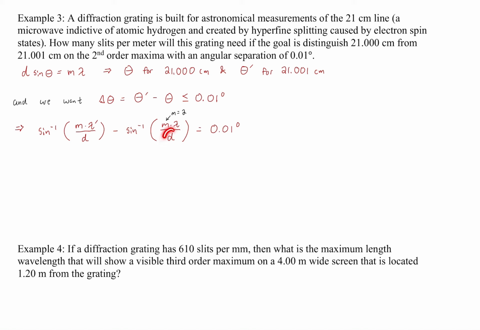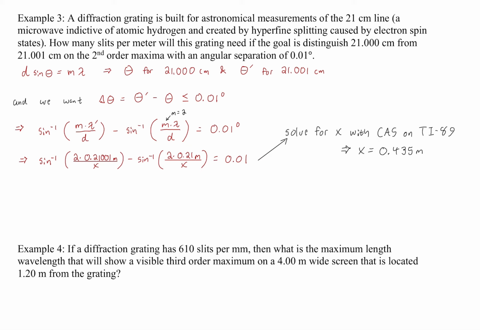So that means our only unknown is d. This is, again, a very difficult equation to solve, okay? So if you set it up like this, replace d of x, just to show that this is how you enter it in a calculator, and you solve for x with a computer algebra system on the TI-89, very good device, right? Older now, but good. And then you find that x has to be 0.435 meters, or 43.5 centimeters, okay?